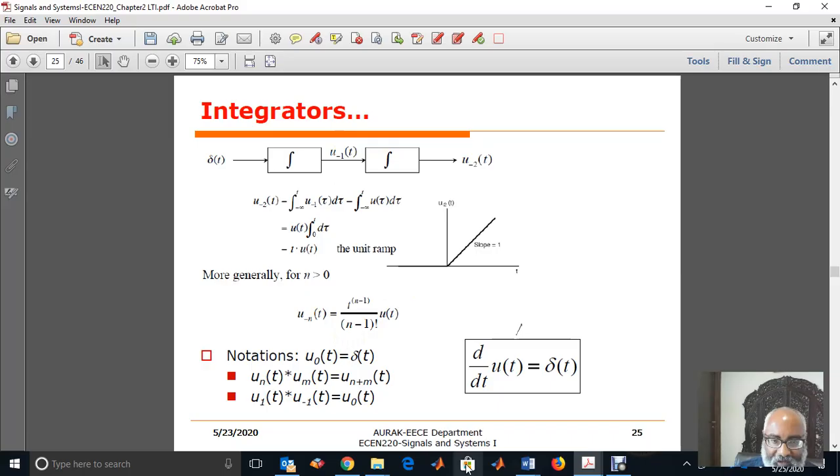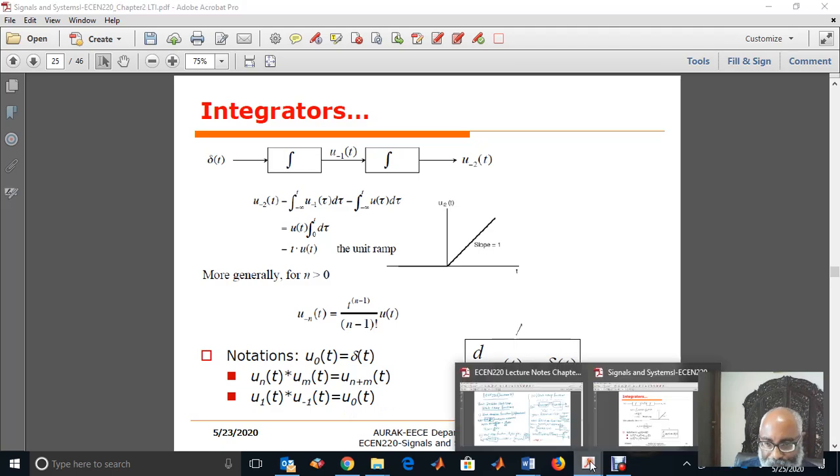If I have u1 of t and u minus 1 of t, that means the first one is a differentiator, the second one is an integrator, the unit step function. That means the derivative of the unit step function will give me Dirac t. And this notation, we call it u0 of t. u0 of t is Dirac t.